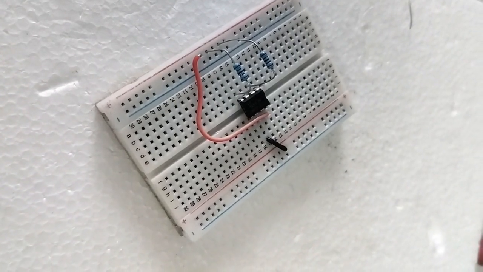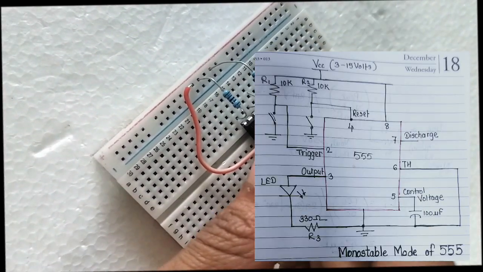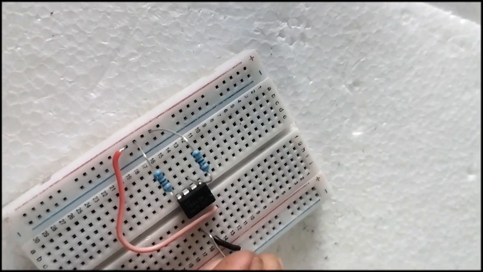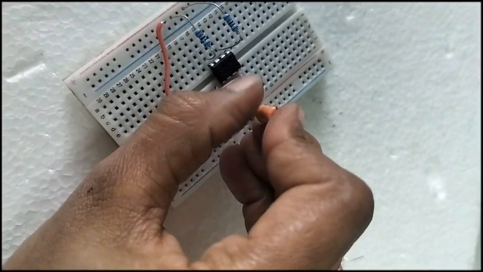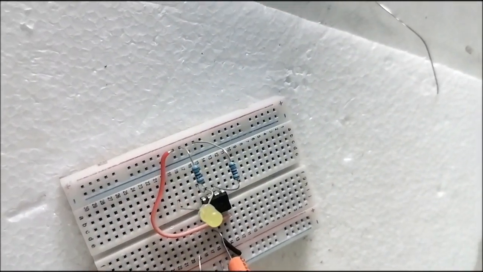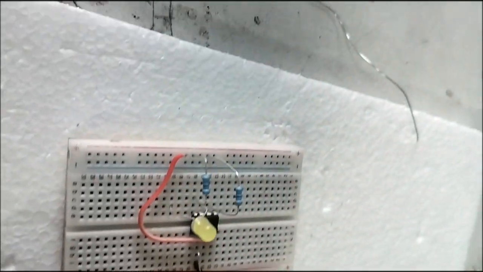Here I am doing the connection as per the circuit diagram, and then we will give logic low and high to the circuit. Now you can check other videos regarding 555 timer modes on my YouTube channel.